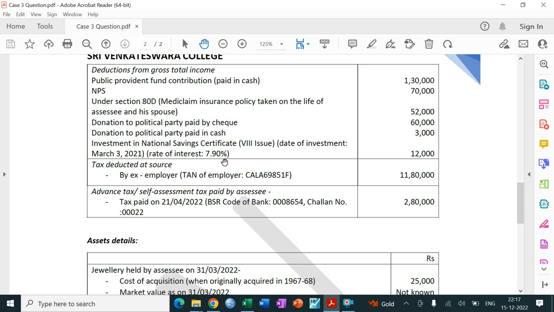So first of all, there would be two effects in this case, because this is a part of interest, and all types of interest would be a part of income from other sources, right? And he will also get the deduction under section 80C as well. Then coming to the TDS part, the TDS deducted by the employer is 11,80,000. Advance tax paid by the assessee.